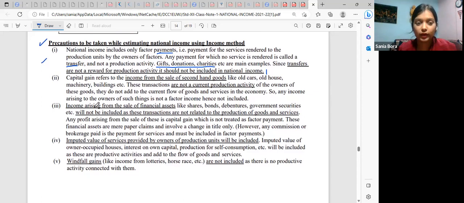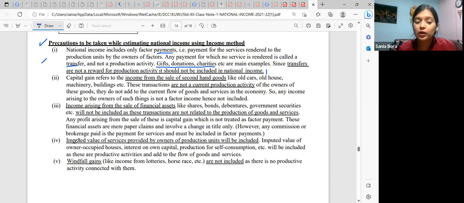Yes, sir. Okay. Now, income arising from the sale of financial assets like shares, bonds and all that will also not be included. These transactions are not related to production. For example, you are selling shares or bonds and getting money. That doesn't mean you worked somewhere. You only purchased the shares and then sold them. So here also you will not include that.